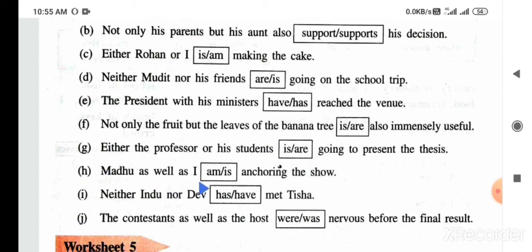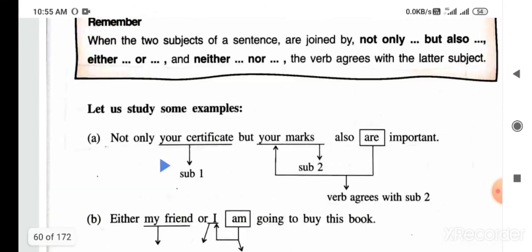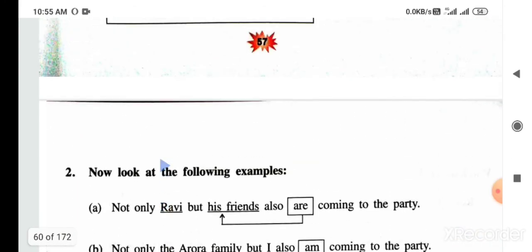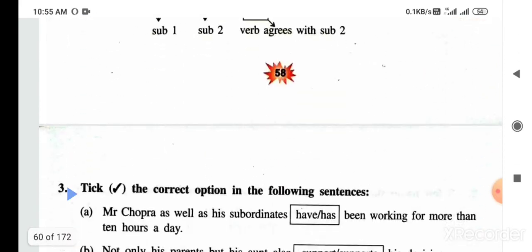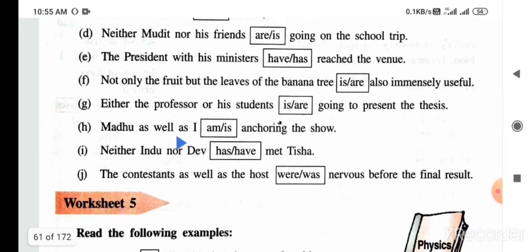Madhu as well as I, as well के लिए as well as जब यूज़ हो तो the verb agrees with the first noun. तो फर्स्ट नाउन यहाँ पे हम लोग यूज़ करेंगे. तो मधु as well as I is anchoring the show. Seems to be wrong, but I think it's the rule.